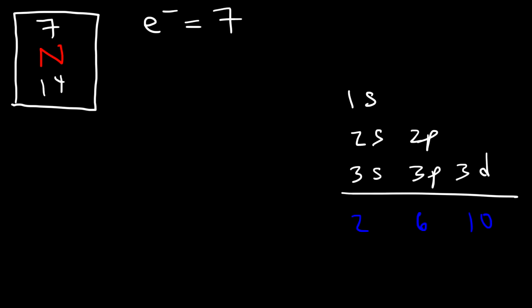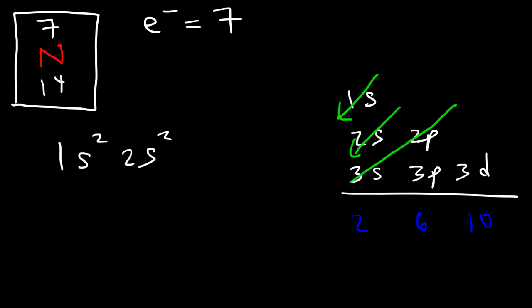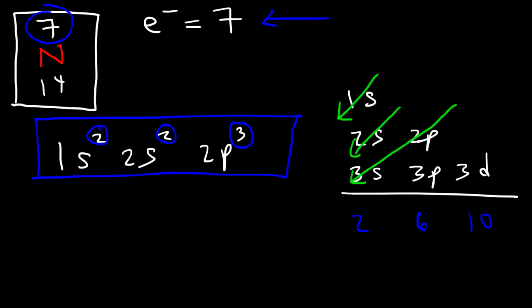So here's what we need to do. First, start with 1s. I'm going to write 1s2, because s can hold up to 2 electrons. Next, move on to the 2s sublevel. 2s can also hold 2 electrons. And then after 2s, you want to go to 2p and then 3s. Now, 2p can hold 6 electrons, but we only need 3 more, because if you add the exponents, 2 plus 2 plus 3 is 7. So once you get up to this number for atoms, you can stop. This is the electron configuration for an atom of nitrogen.